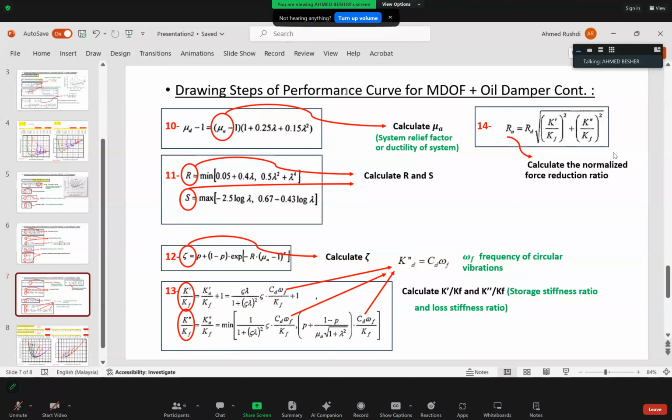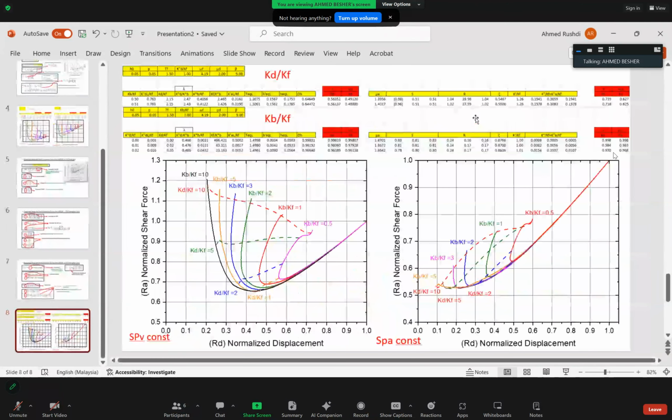So for the oil damper, it's quite complicated, but I summarized this in Excel step by step. First one, we assume a damping ratio between damper and the frame, and we do the procedure. Second one, we assume an initial ratio between the bracing and the frame, and we also follow the procedure. And then this is the performance curve developed from this Excel or following these steps.